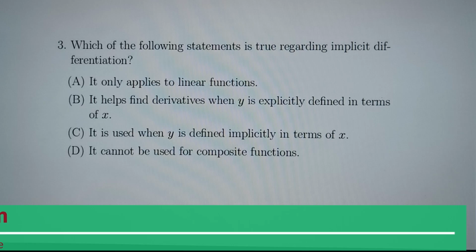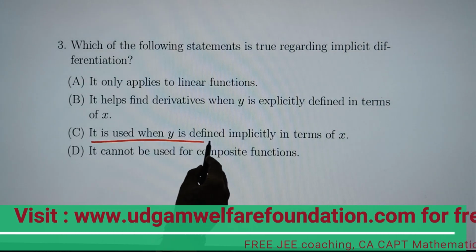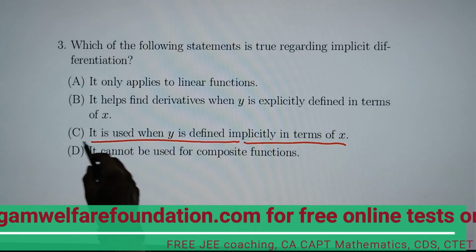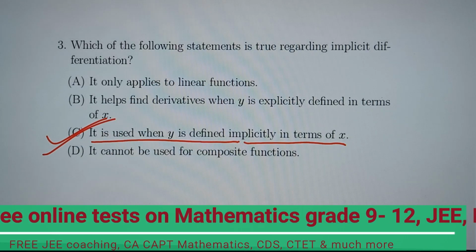The fourth one is it cannot be used for composite functions. So which of the following statements is true regarding this? It is used when y is defined implicitly in terms of x only. So this is our option which is correct, that is option number C.